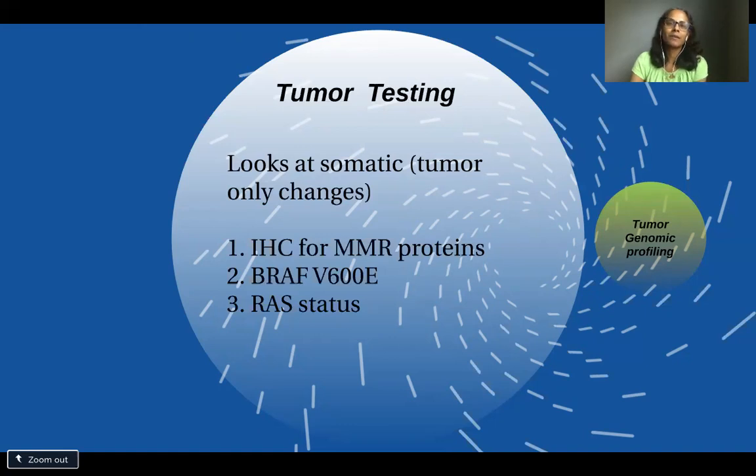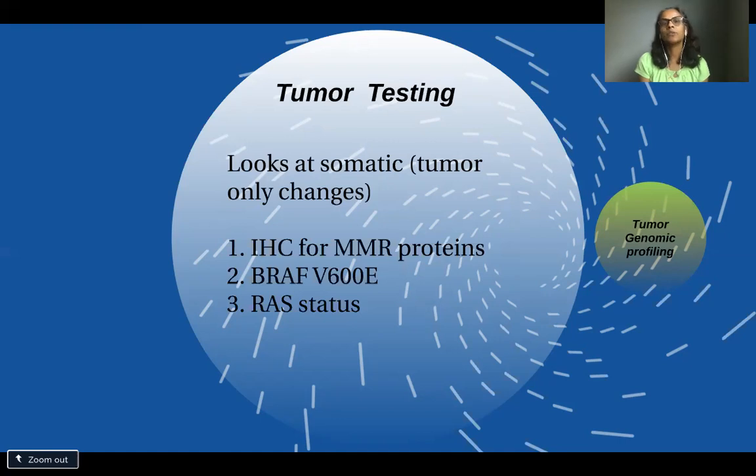You can find the changes in tumor cells by using very low-tech tests such as immunohistochemistry, that is IHC. And using that, you can look for mismatch repair proteins. You can also look at another common mutation, which is found in about 10% of colorectal cancer, which is a BRAF V600E mutation. So if there are mutations in the mismatch repair proteins, then your tumor is classified as MSI high. And MSI high tumors comprise about 15% of all CRC and about 4% of metastatic colorectal cancer.